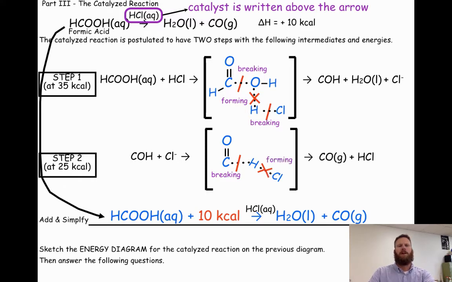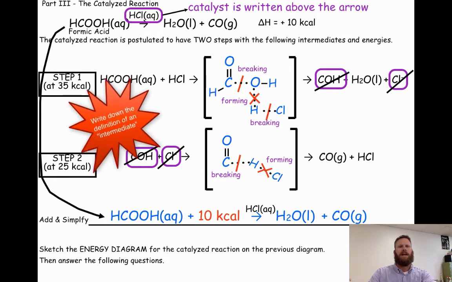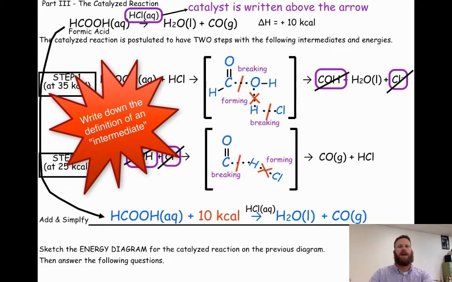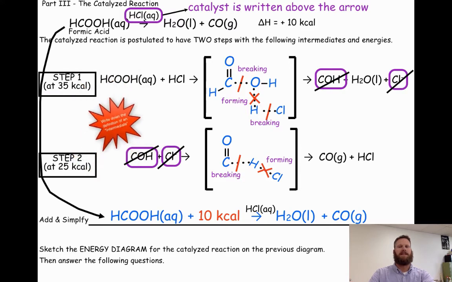Now, step 1 and step 2 must add together to form the overall reaction. Notice that COH is a product of step 1 and a reactant in step 2. Therefore, COH will cancel. The same is true for Cl-. It is a product of step 1 and a reactant in step 2. It will also cancel. COH and Cl- are intermediates in the reaction mechanism. Any substance that is produced in one step and consumed in a subsequent step is referred to as an intermediate.